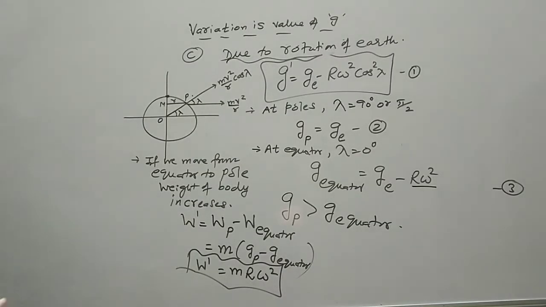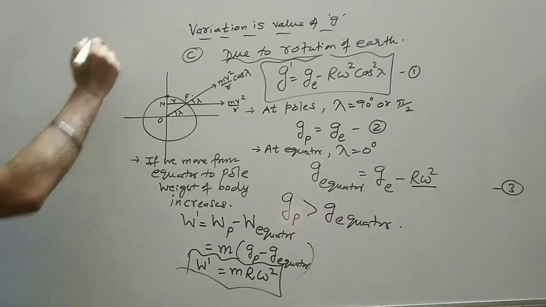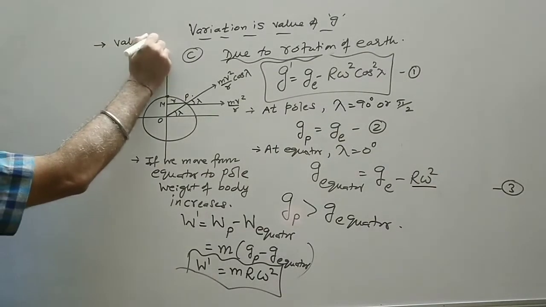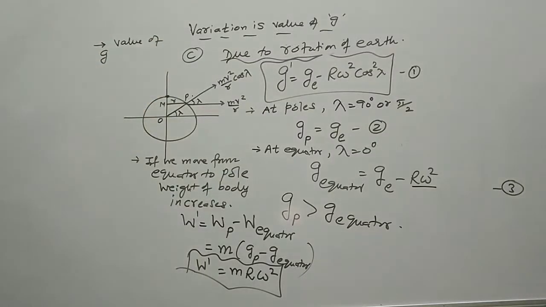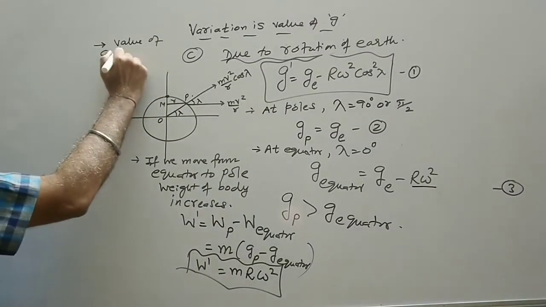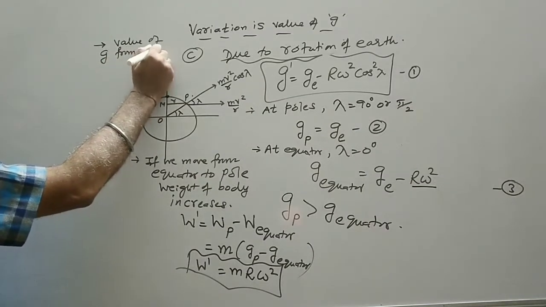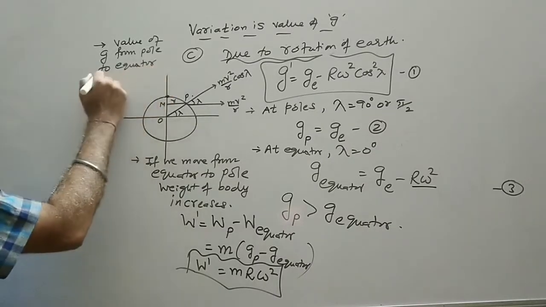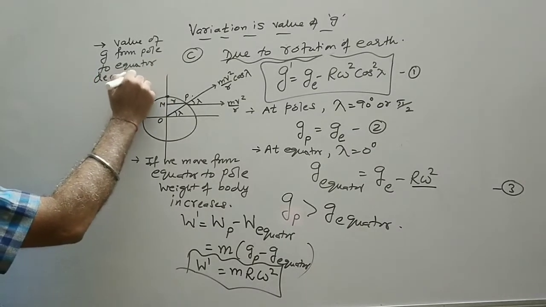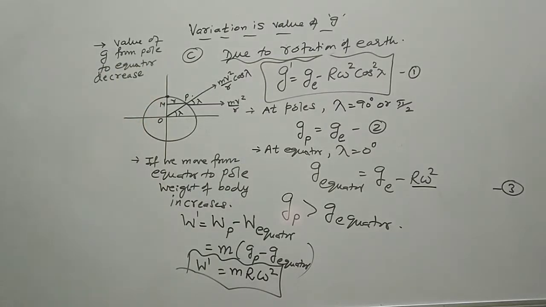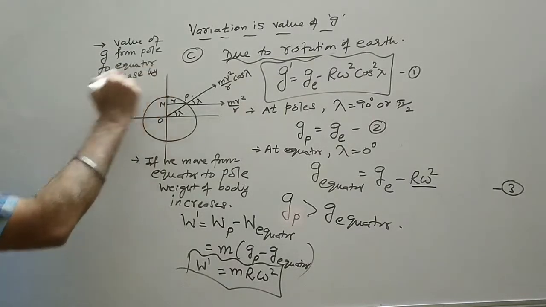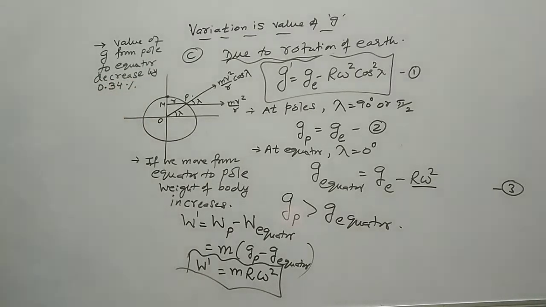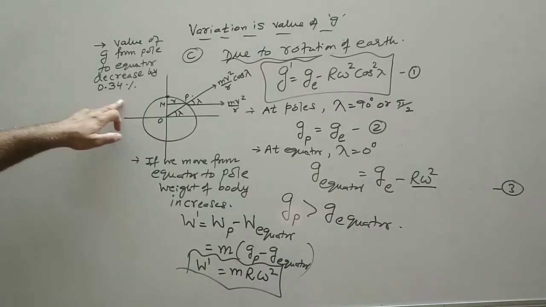The next point: how much increase or decrease is there? So the value of g from pole to equator decreases by 0.34%. So this value is not very large.